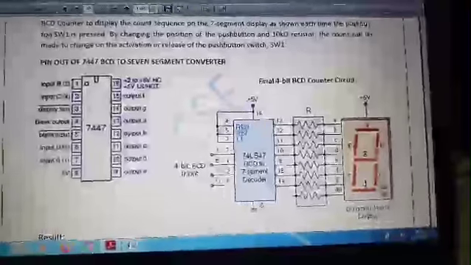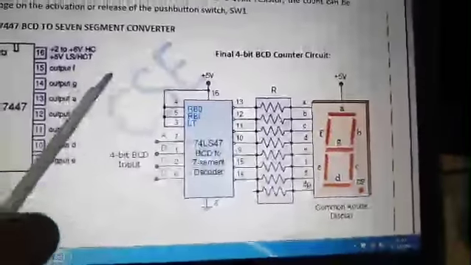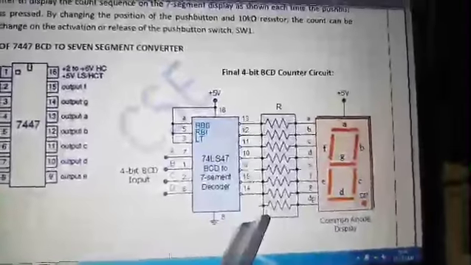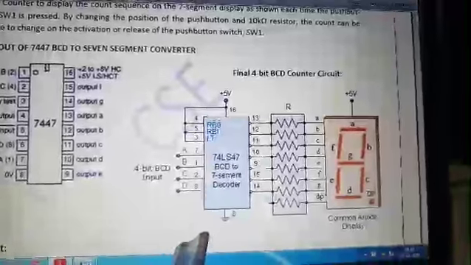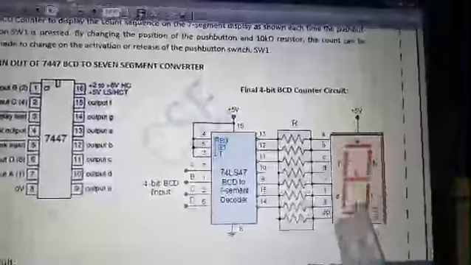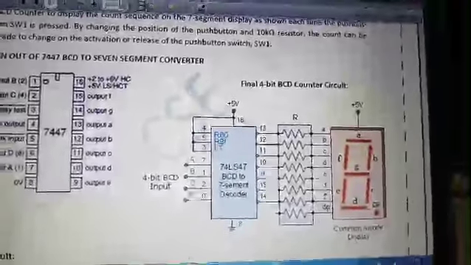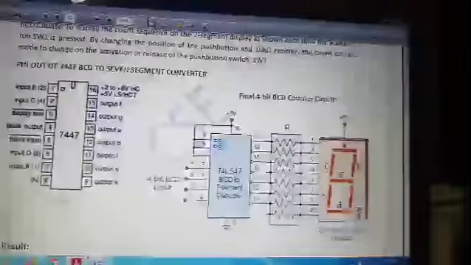Next we have the connection for the 7 segment display. The IC used is 7447. The output of the decade counter will be given as input for the 7 segment IC, meaning whatever values we see in binary, the same values you can see in 7 segment form. Here you can see the 7 segment display. We are using the common anode display method. Now we'll see the connection.